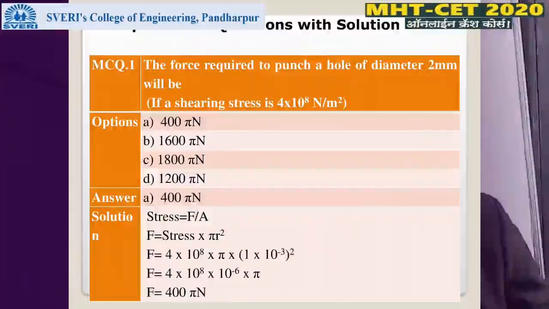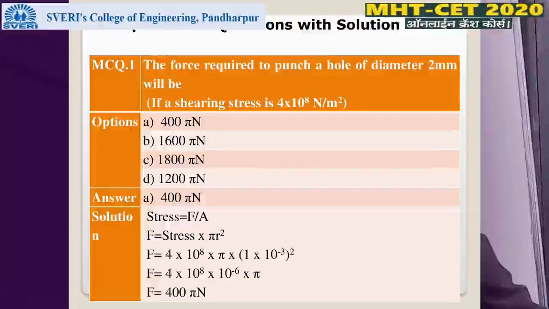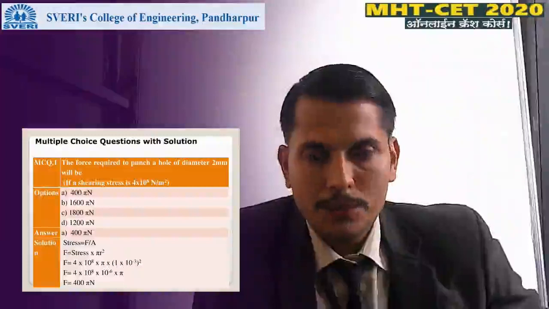So solution, for that we have to know this equation, that is stress is equal to F upon A. Now we have to determine force. So simply force is equal to stress into pi r square. Now here shearing stress is given, that is 4 into 10 raised to 8 pi into r square. So from diameter we can determine the radius, and after calculation simply we are getting the answer, that is F is equal to 400 pi Newton, which is one of the option for MCQ.